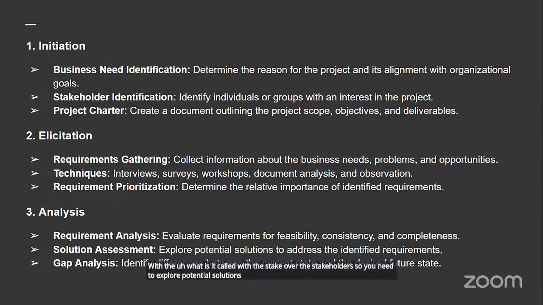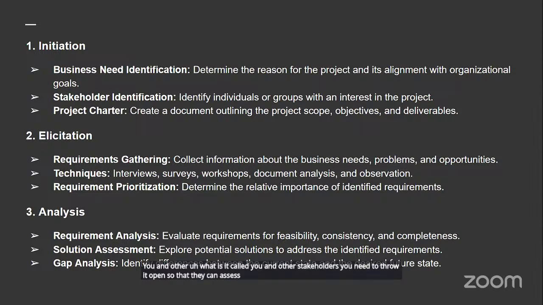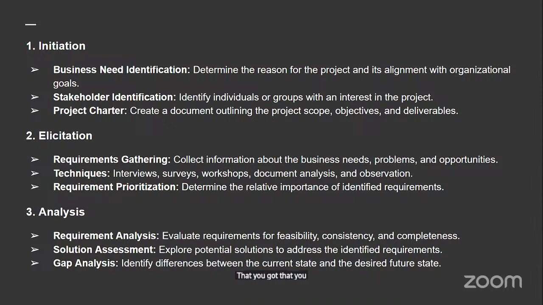You don't need to be too rigid that it's your solution, that your suggestion might be taken once and for all. So you need to make this thing open. You and other stakeholders, you need to throw it open so that they can assess it together with you, so that you can get a better solution to the issues. And also, when you are doing this as a business analyst, the requirements that you gathered, you need to look at them critically to use them to come up with the right solutions. I think that's it.